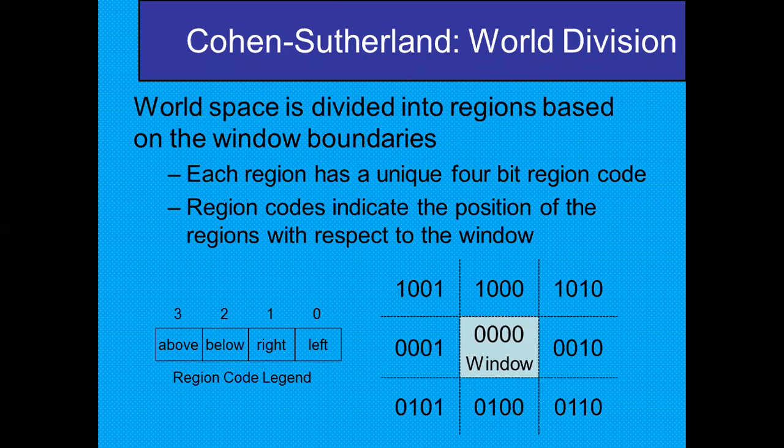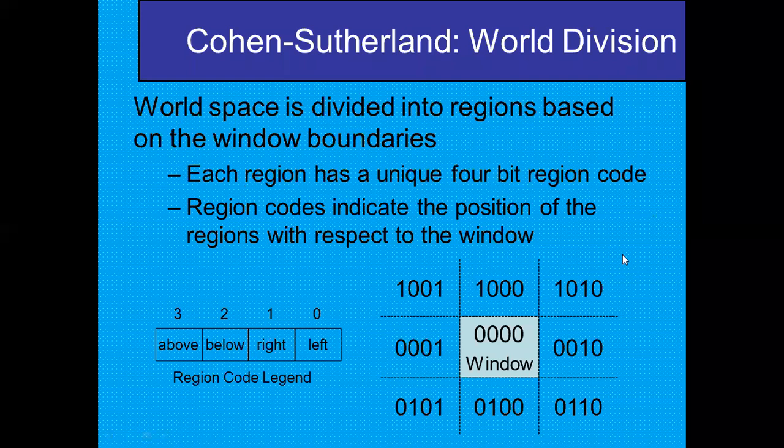Now you can see here the Cohen-Sutherland world division. So what is done by the Cohen-Sutherland? Here you can see the world space is divided into regions. Cohen-Sutherland divided this space into 9 regions, and we have already discussed this a little. Each region has a unique 4-bit code.